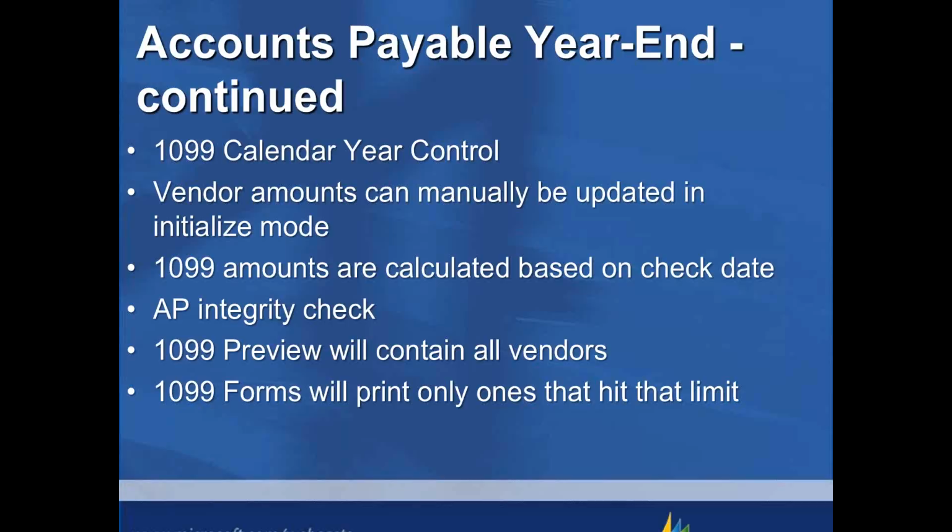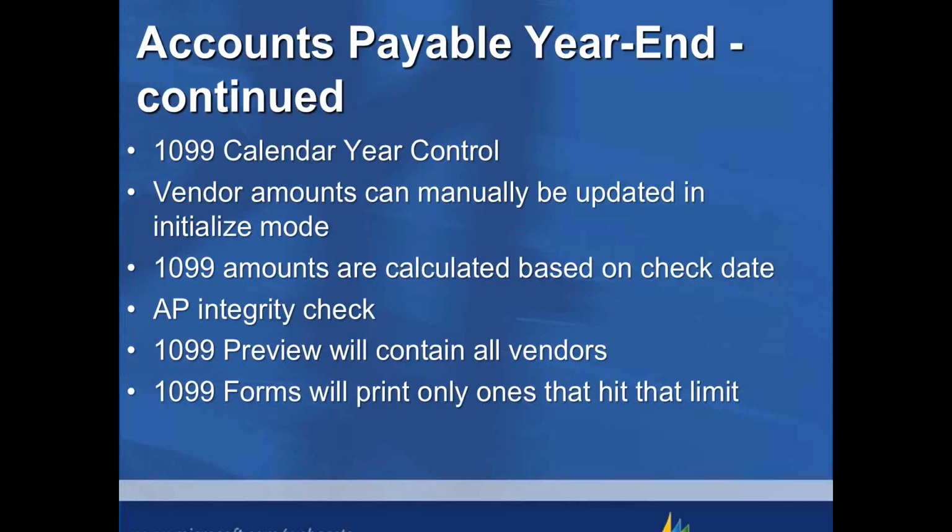Now, next is the 1099 preview, which is a report. It's not a form. It's a report. It will show all vendors that are subject to 1099, whether they have an amount in them or not. So that's all inclusive, so that you can use that for reconciliation purposes and whatnot. The 1099 forms will only print those 1099s that hit the 1099 limit that you set in the setup, usually $600. So first reconcile, then do the forms.